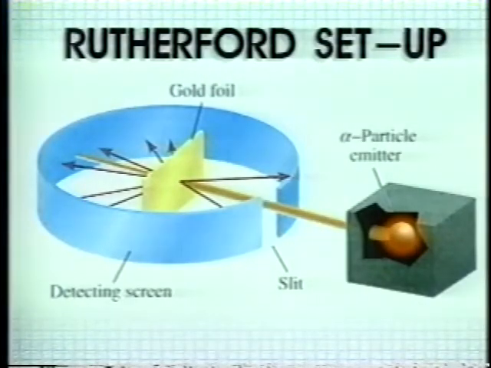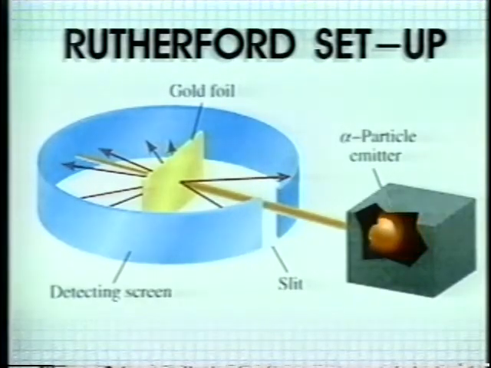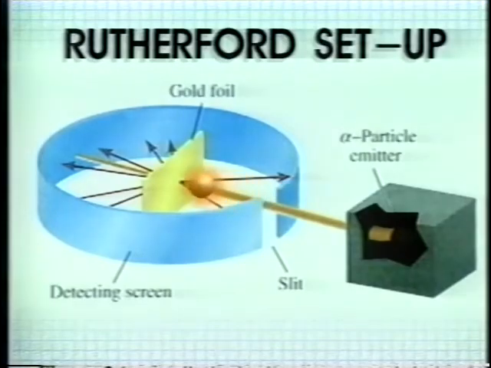Rutherford's setup included a source of high-energy alpha particles, a stationary metal foil, and a detector to track down the alpha particles. Using an alpha ray gun, he shot alpha particles at a very thin piece of gold foil and noted where the particles went.